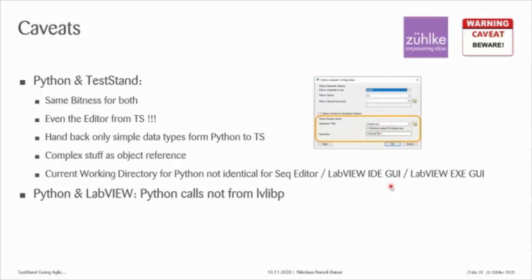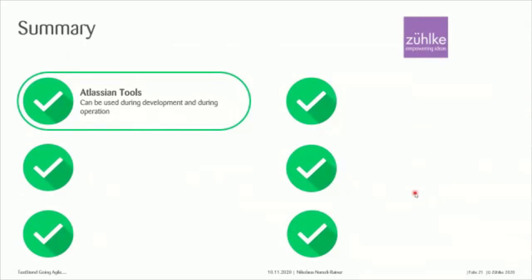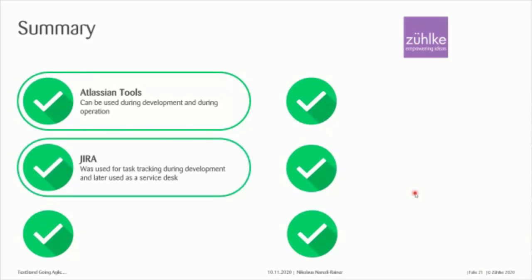So to summarize things here, I used the Atlassian toolchains during development and during operation, and that was rather successful. So the customer has really a portal with frequently asked questions, with sort of a small wiki, and if it doesn't answer his questions, he immediately gets forwarded to open a ticket and then send in the device. So that was really helpful. JIRA was used for task tracking during development in an agile manner, and later on used as service desk.